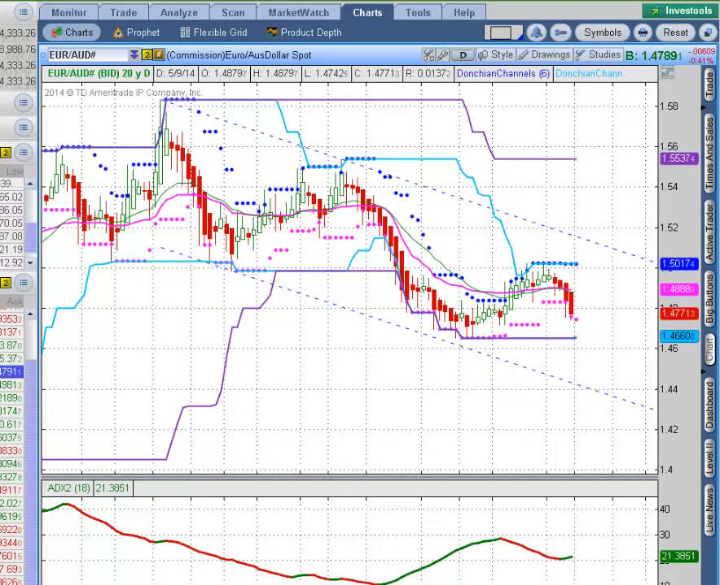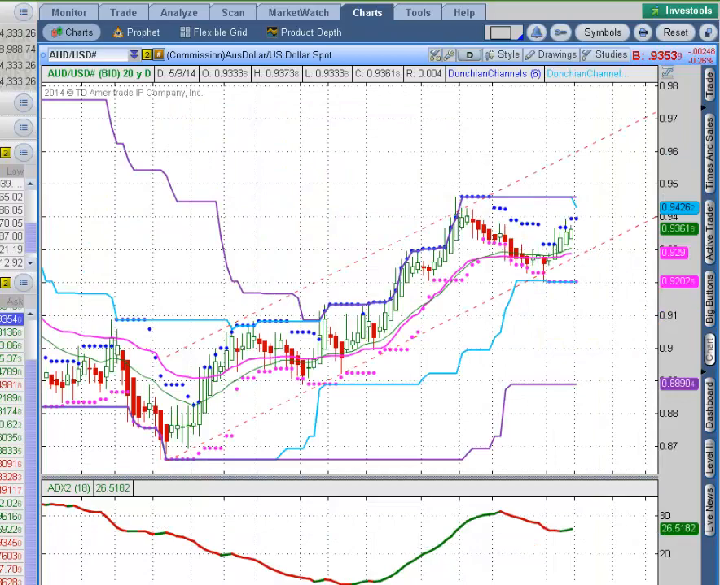Let's now look at the price charts for our 4 qualified pairs. The first is the Euro Aussie dollar. We're in a medium-term downtrend channel, and this would be a bearish trade. The second pair is the Aussie US dollar. This is in a medium-term uptrend channel, and this would be a bullish trade.